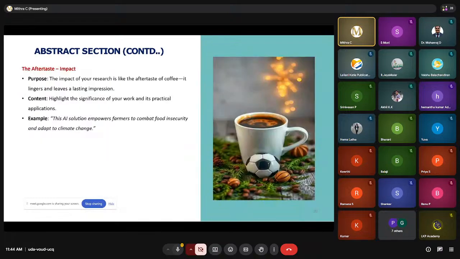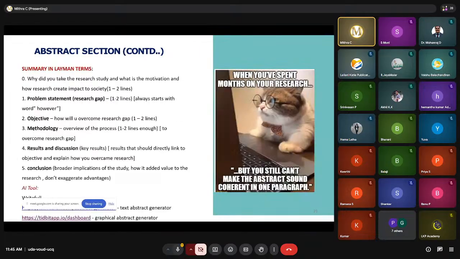And then aftertaste is nothing but how you are bringing the same coffee lovers back to your shop next time. Similarly, a meaningful conclusion needs to be there. Whenever you are writing the conclusion, it has to have a proper closure. So here, AI empowers the farmers to combat food insecurity and adapt to climatic changes. So this is the concept of the abstract you have to write. Let me tell you the practicality. This is how the abstract section should rely on.